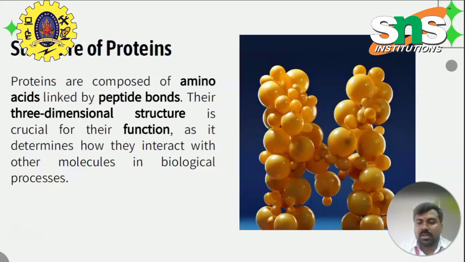First we will explain proteins and protein structures. Proteins are composed of amino acids linked by peptide bonds. Their three-dimensional structure is crucial for their function. This is the representation of the protein structure. It is composed of amino acids. It is very essential for determining how they interact with other molecules in biological processes.